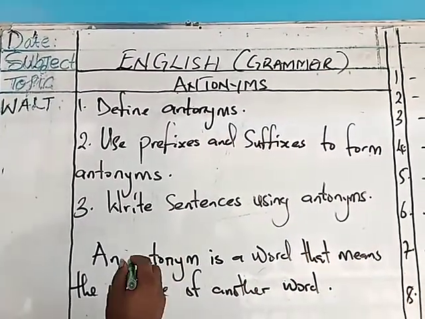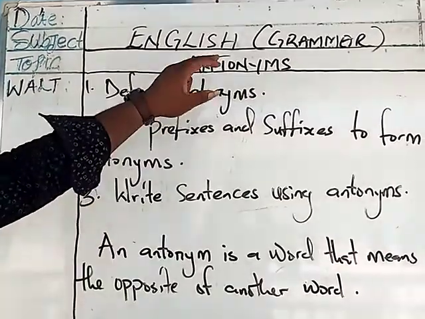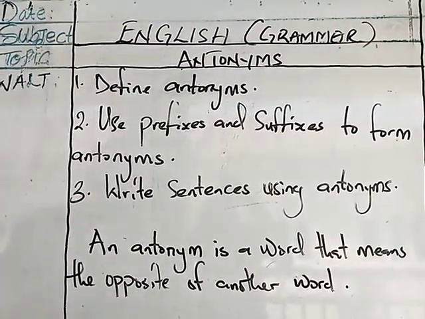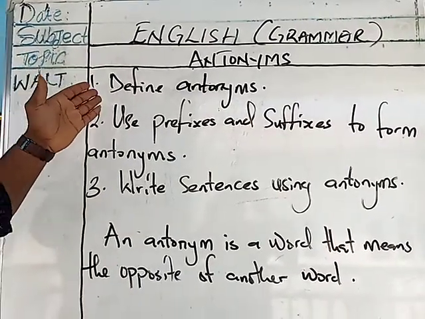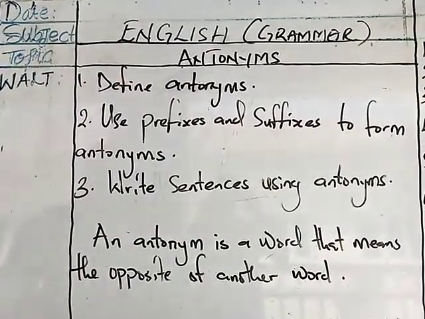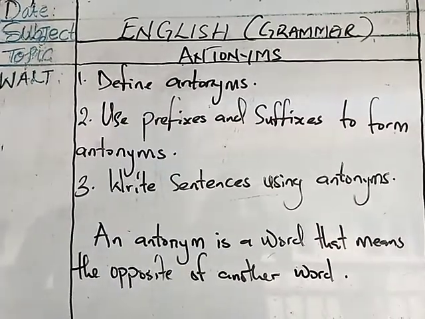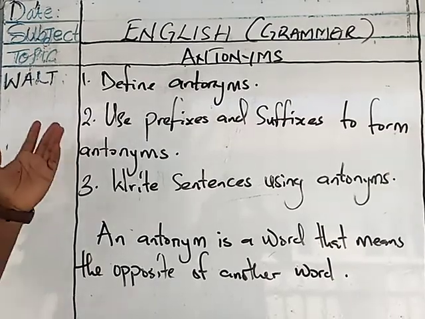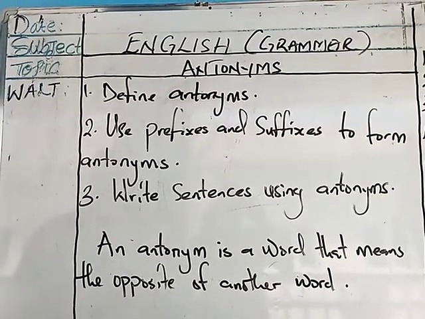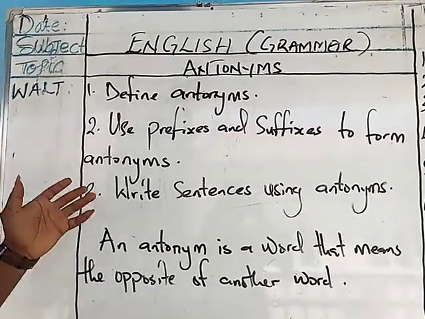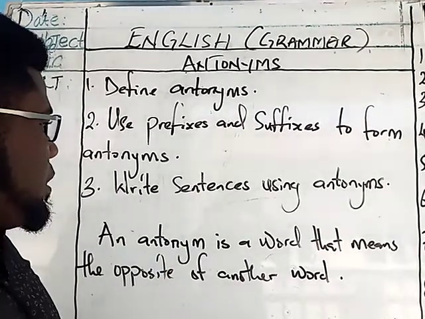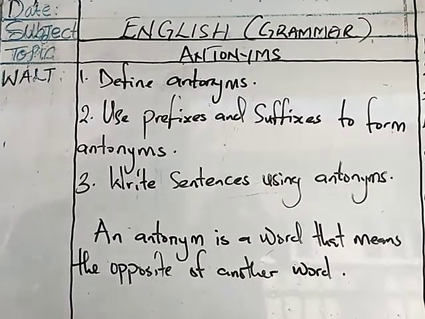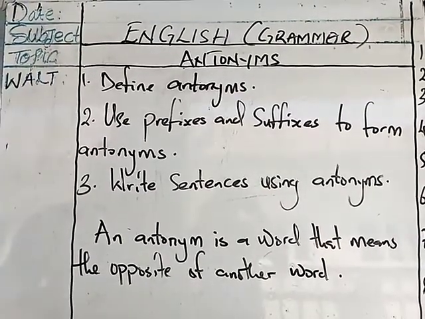Our topic for today on the grammar is antonyms. First, we're going to look at the objectives. Objective number one, define antonyms, that is, explain the meaning of antonyms. Two, use prefixes and suffixes to form antonyms. We all know what a prefix and a suffix is. Three, write sentences using antonyms. Now, down to the first objective, which is defining antonyms.